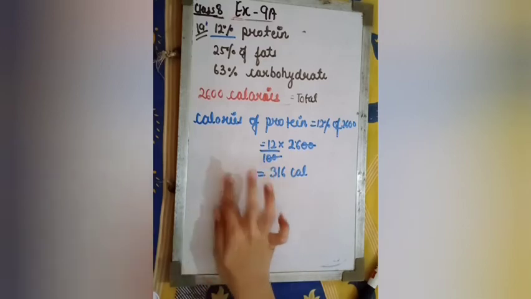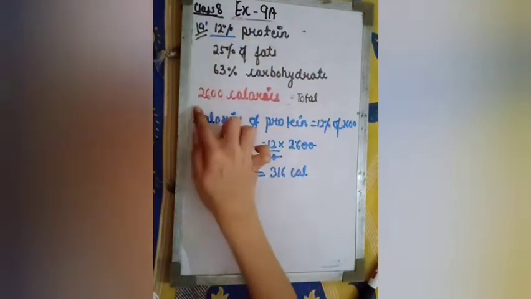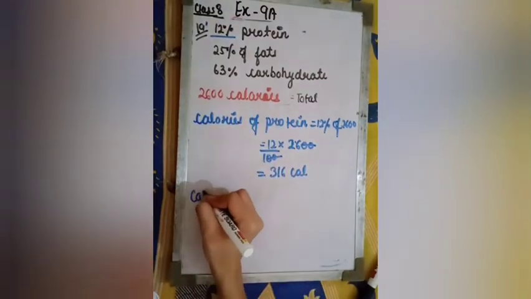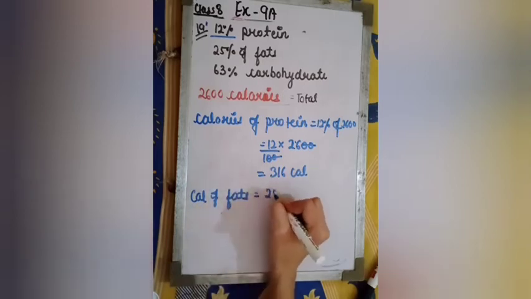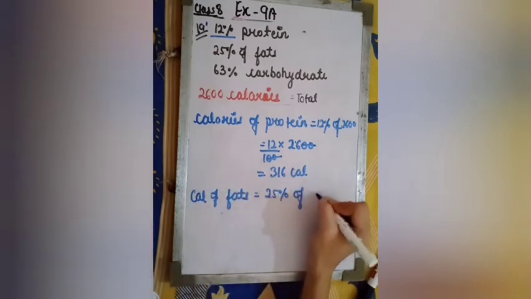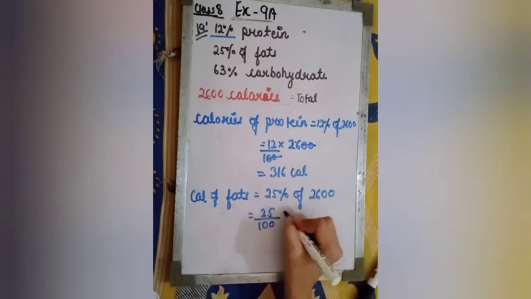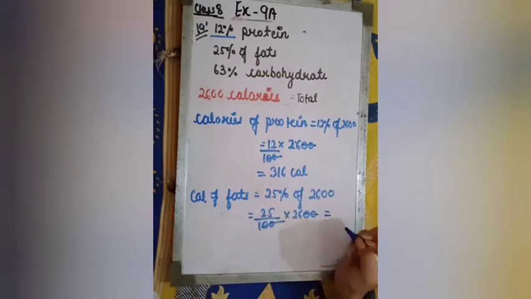So प्रोटीन की कैलोरी कितनी थी? 12%. प्रोटीन कितना था? 12%. टोटल का 12% कितना होगा? It is 312 calories. Now we have to find the calorie of fats. फैट्स कितना होगा? It is 25% of total. Now find it. It will be 650 calories.